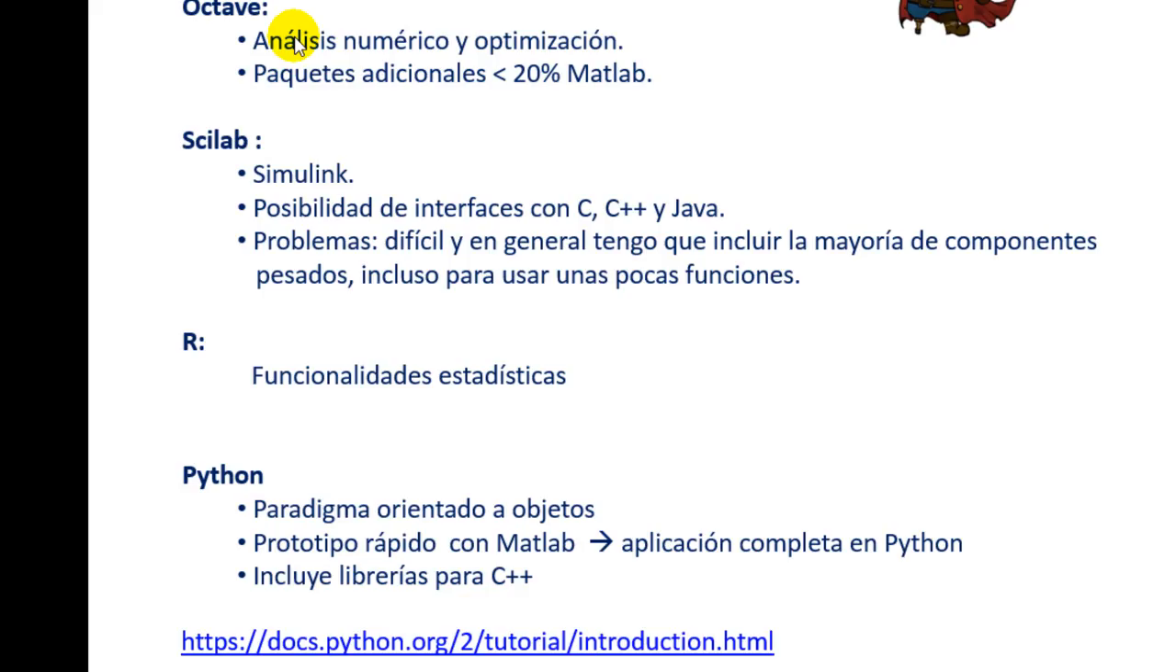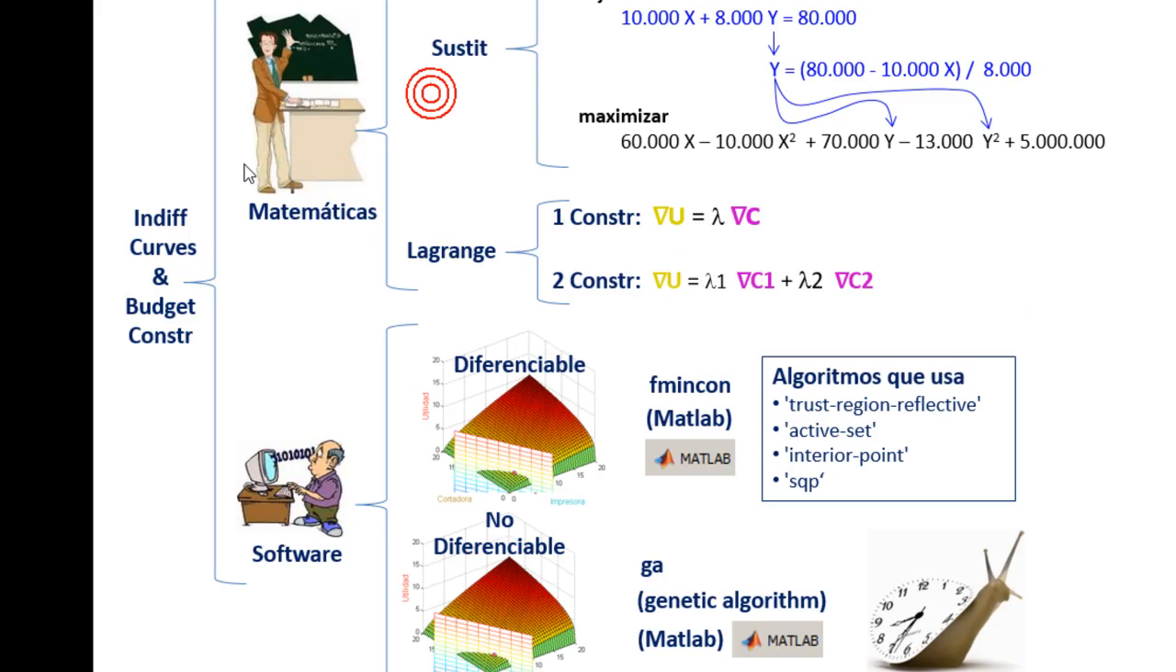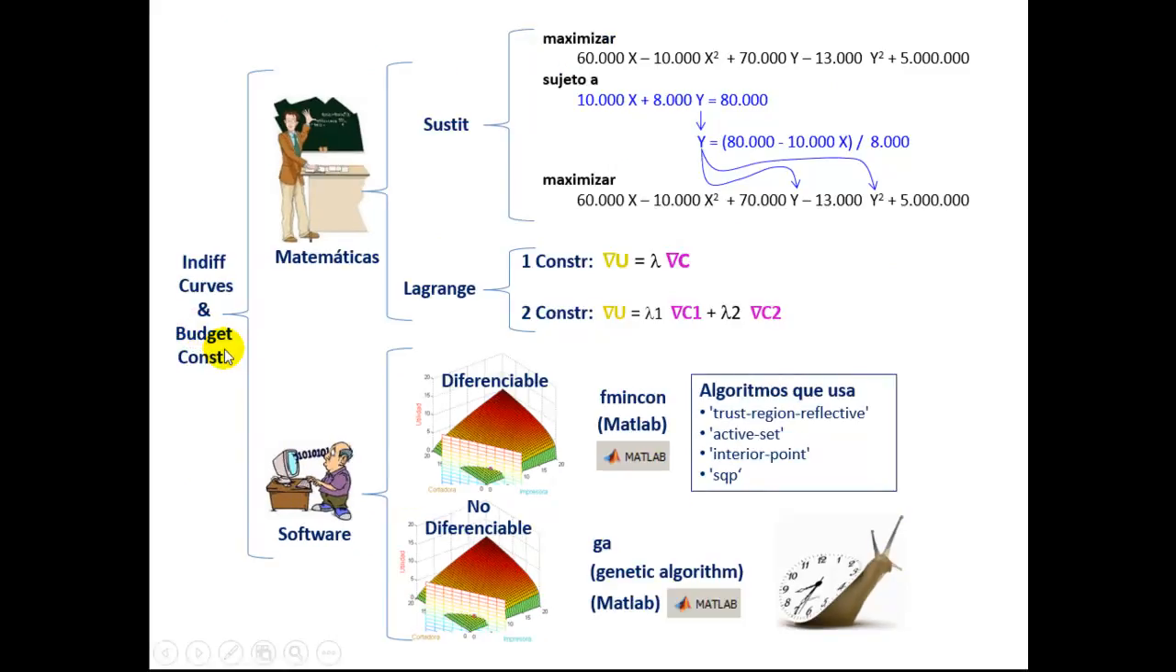Anyway, summarizing what we have seen up to now, the main approaches to solve indifference curves and budget constraint, from the mathematical point of view, the most common approaches are substitution and Lagrange.